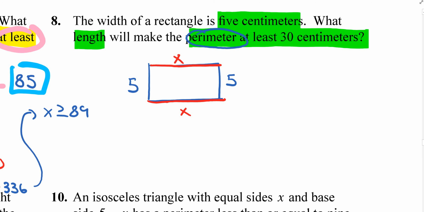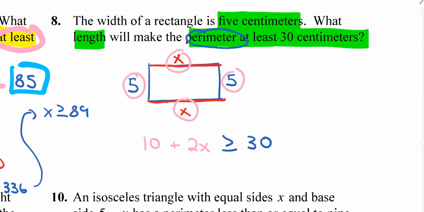So if I look at all the sides here, I have 5 and 5. 5 plus 5 is 10, plus, then I have an x and an x. x plus x is 2x. That's my perimeter, and that has to be at least 30 centimeters, right? It has to be at least 30 centimeters.